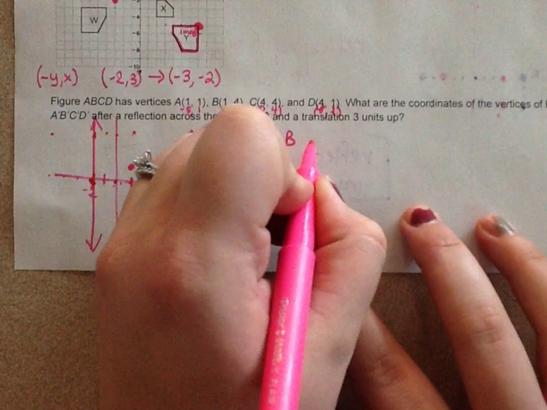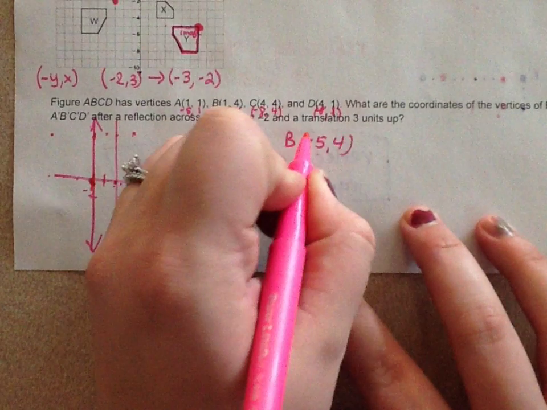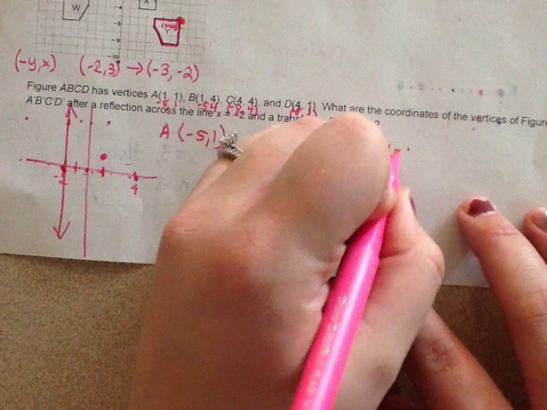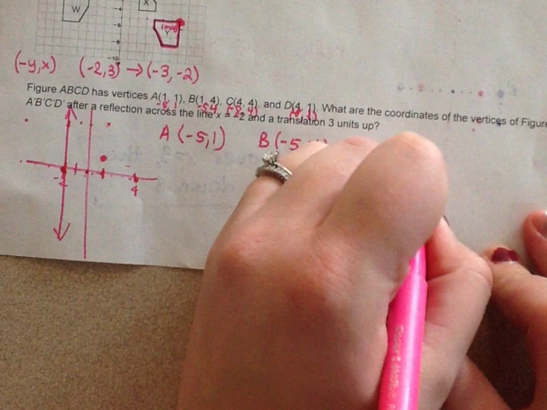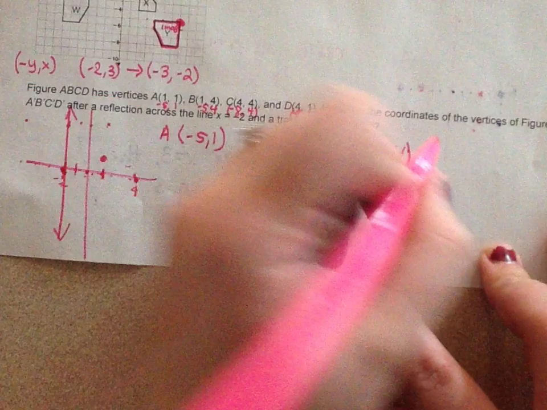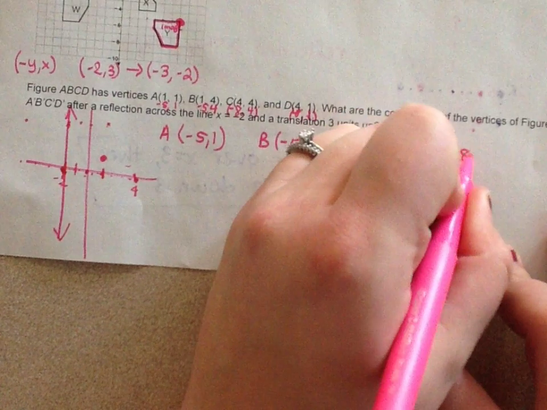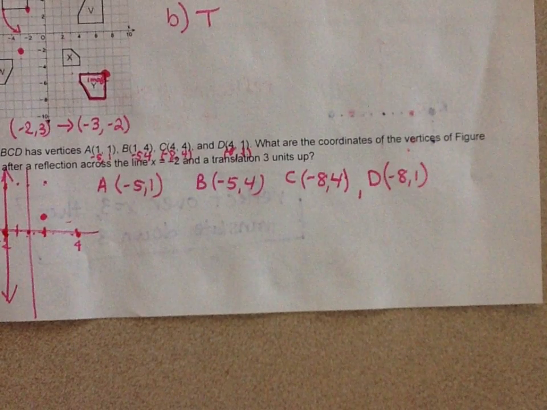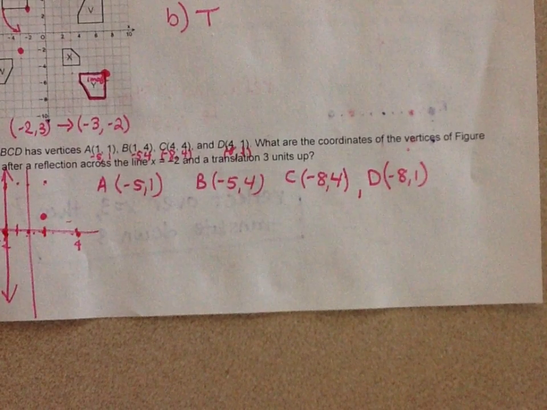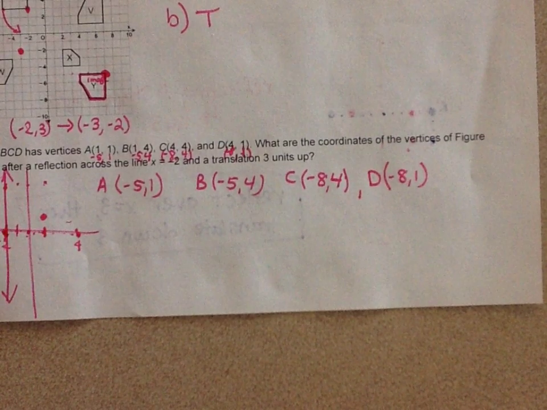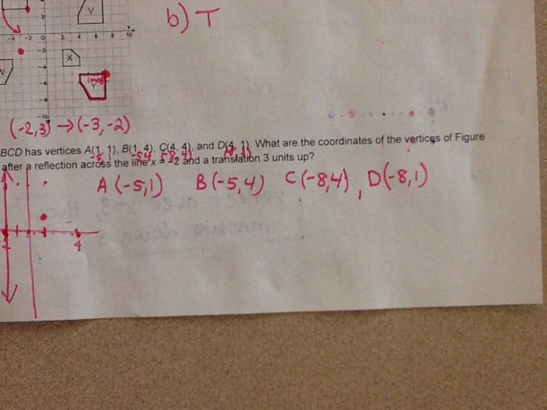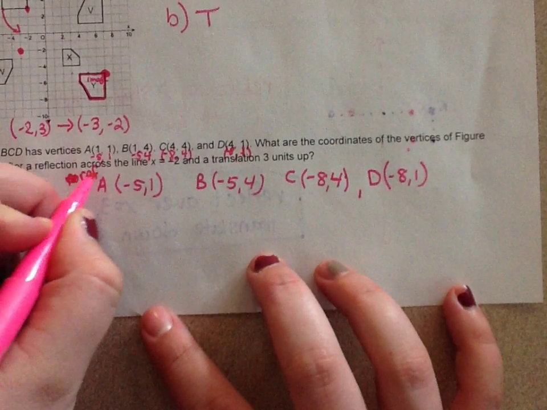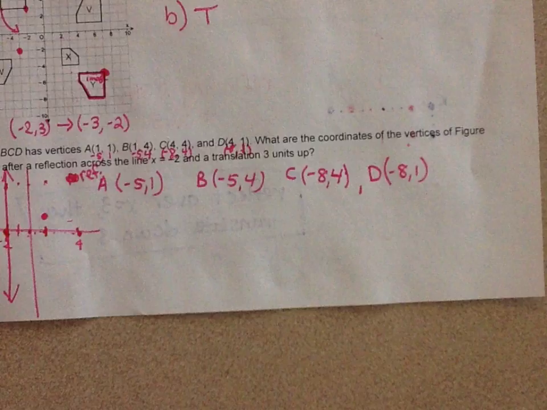After I reflect, my A is now -5, 1. My B is -5, 4. C is -8, 4. And D is going to be -8, 1. The only thing that changed from my original ABCD to my new ABCD was the x values. The y values stay the exact same. So this was after my reflection, not rotation, reflection. So I reflected, I got these points.